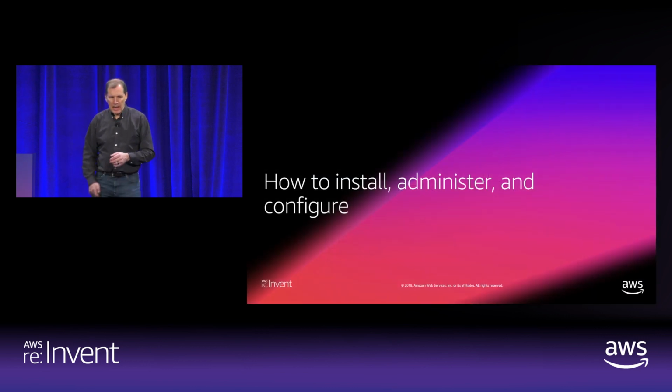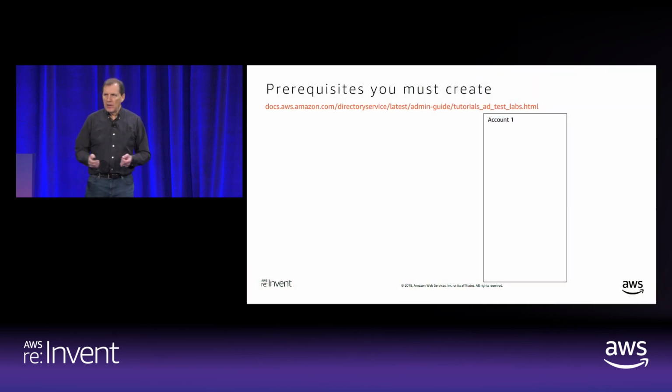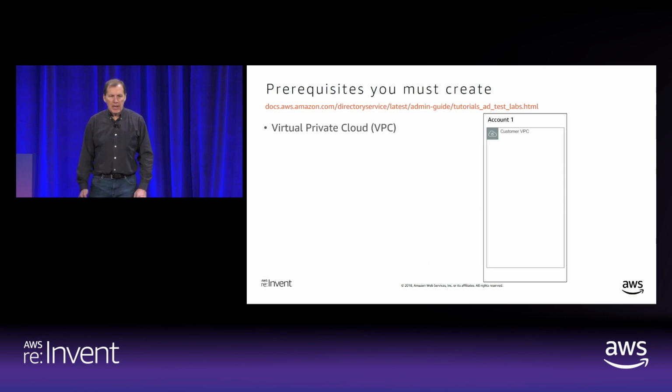All right, let's talk about how you install, administer, and configure the system. The first thing you have to have, and this is all covered in a tutorial section we have on the website, is an AWS account. And inside your account, you'll have a VPC. And inside your VPC, you have to have at least 2 availability zones.